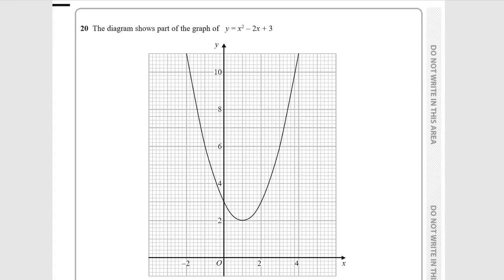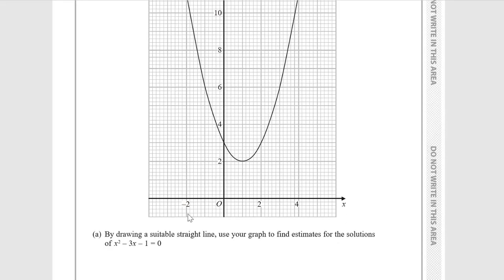Question 20. So it says the diagram shows part of the graph of y equals x squared minus 2x plus 3. By drawing a suitable line, use your graph to find estimates for the solution of x squared minus 3x minus 1 equals 0. Right, so because I don't have a calculator or a ruler, you're just going to have to bear with me on this one, because the line will not seem so straight.